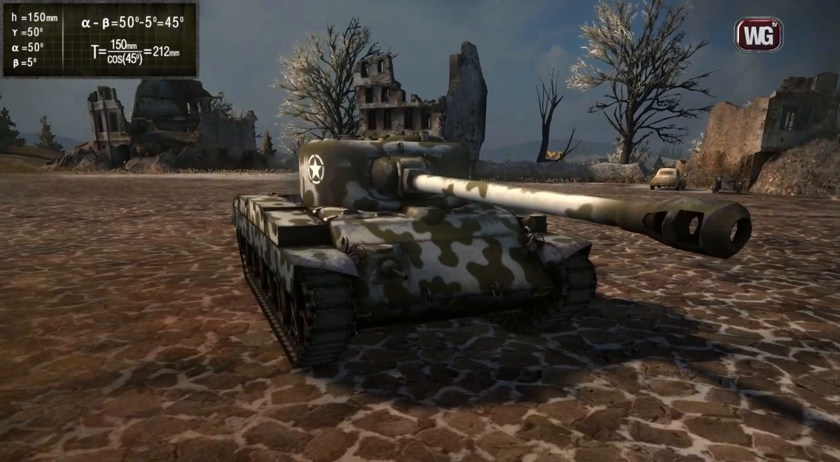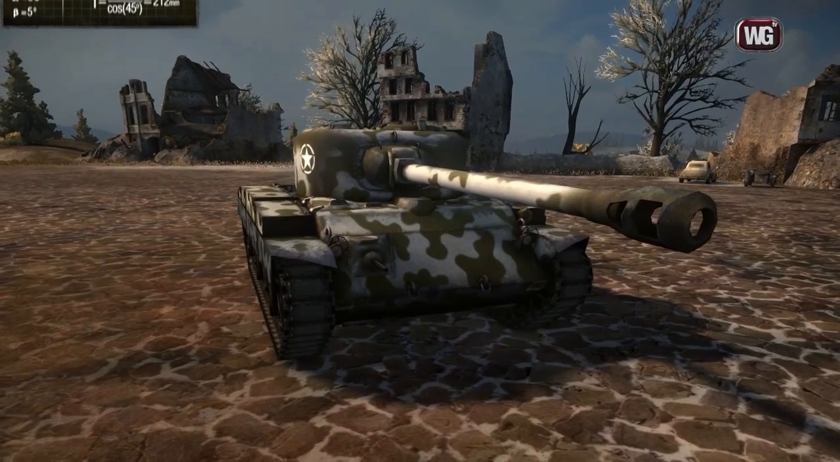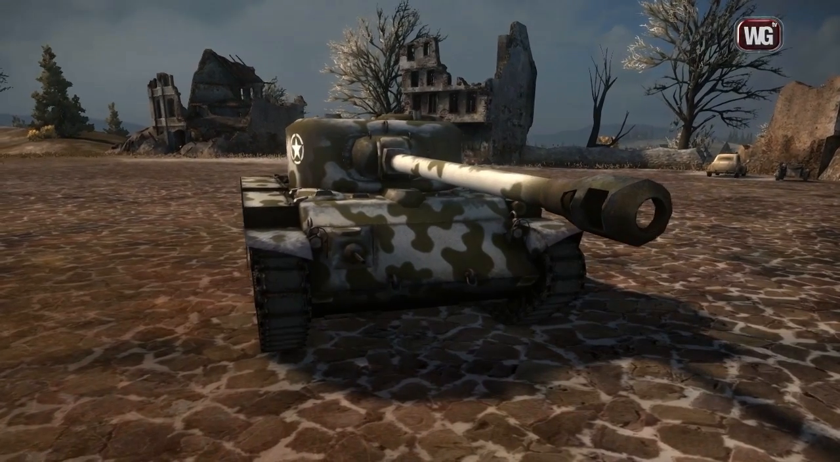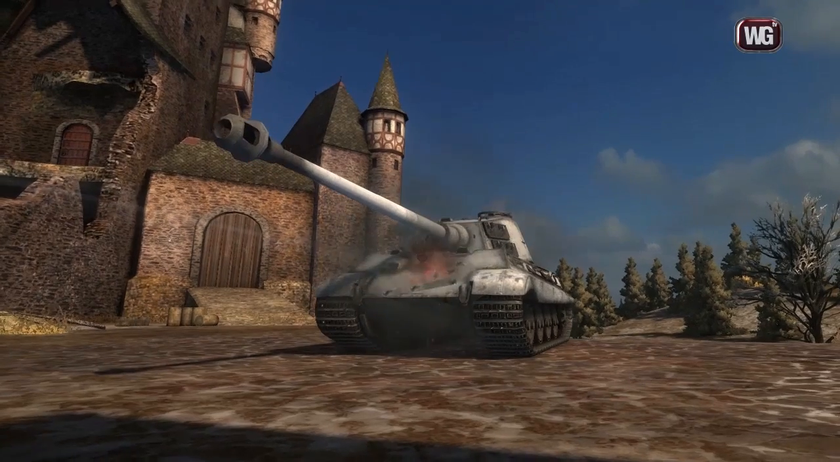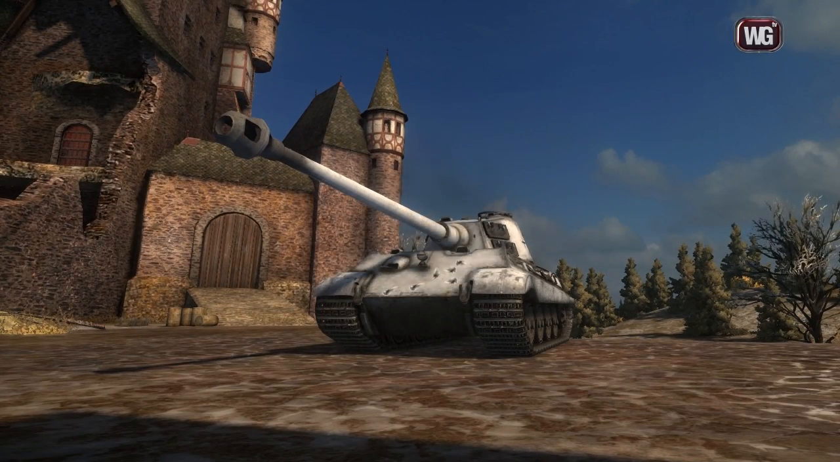The maximum penetration of our main gun for AP is only 200 mm. This means that the King won't even be disturbed by impacts of our AP shells on its upper armor plate.